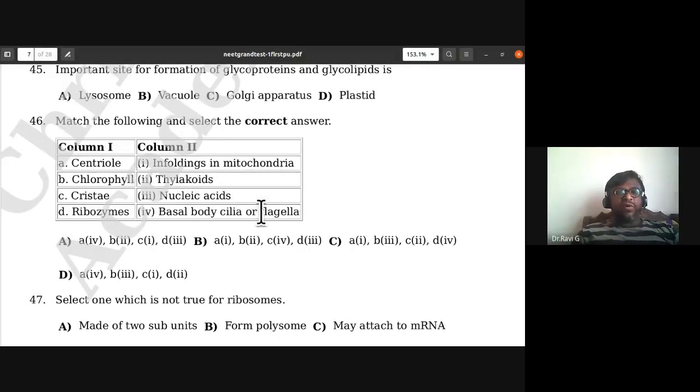Centriole is found in the basal body of cilia or flagella. B, chlorophyll, thylakoids, second one is right. Cristae, they are the infoldings in mitochondria. C is one. D, ribozymes. So they are nucleic acids. So they are all the correct answers. So A is the correct answer. A is 4. Centriole is in the basal body of cilia or flagellum. They are found there. Chlorophyll, they have thylakoids. Cristae, infoldings in mitochondria. Ribozymes are nucleic acid. All these correct options are found in A. A is the correct answer.